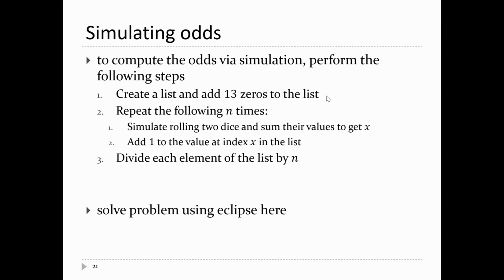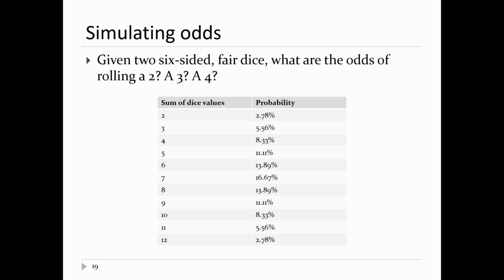I'm going to make a list, and I'm going to add 13 zeros to the list. I want to make this table here. I would like the sum to be the index for the list. So index 2 of the list would be the number of times I rolled a 2, index 3 would be the number of times I rolled a 3, and index 12 would be the number of times I rolled a 12. 12 is the maximum value, so I need a list of size 13.